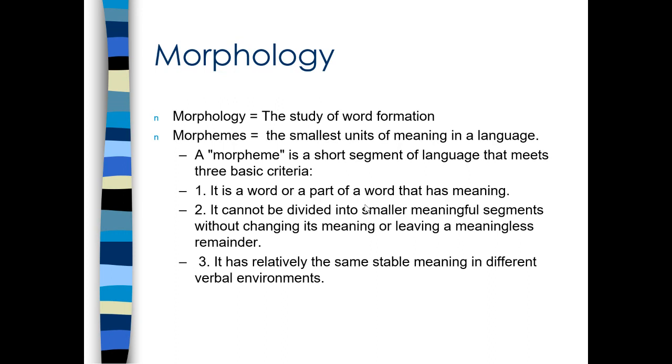Morphemes then are the smallest parts of words that have meaning. Generally, those are prefixes and suffixes, or roots and Latin or Greek roots in a word. So a morpheme is a short segment of language that meets 3 basic criteria. It's a word or part of a word that has meaning. It cannot be divided into smaller parts. And it has relatively the same stable meaning in different verbal environments. That would mean in other languages.